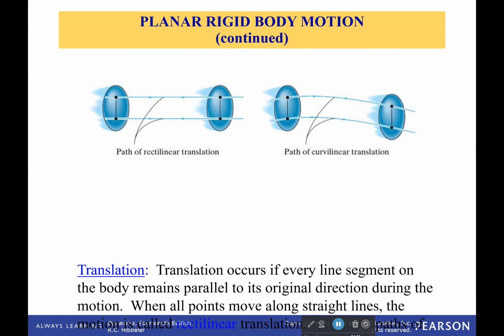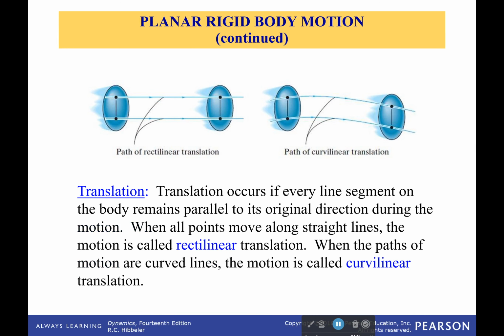So, obviously the translation is fairly similar. It's more or less what we've done in the past, because there's no rotation. And so every single point in that rigid body, they're all moving in the same exact path, just in parallel paths. Now, if those paths are curved, then it's curvilinear. So straight paths, rectilinear, curved paths, curvilinear, which makes sense. It's curved, it's curvilinear.